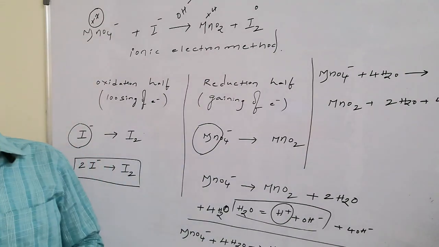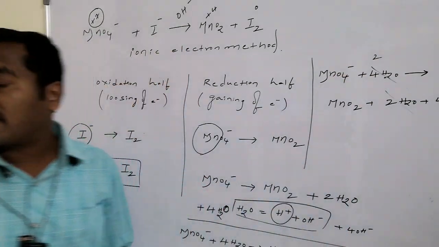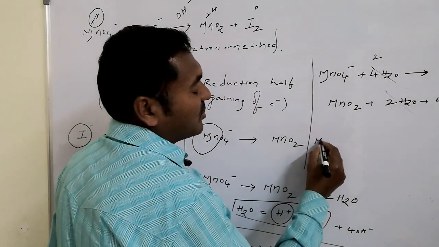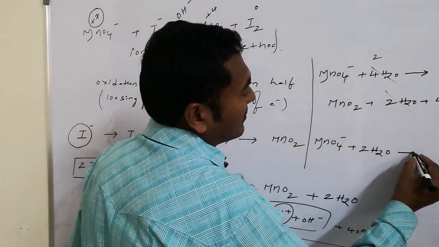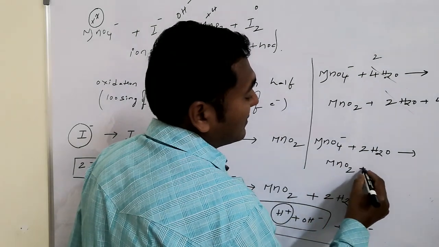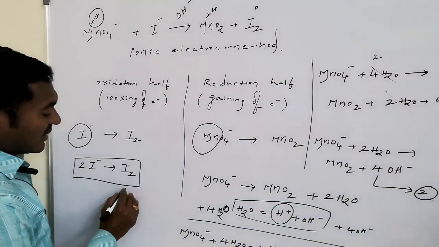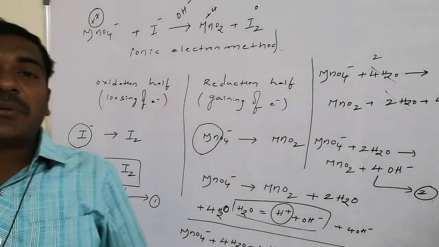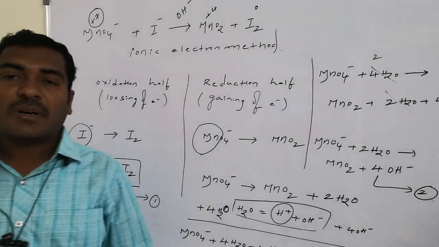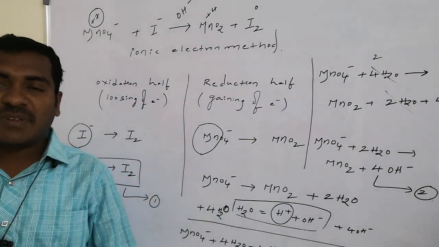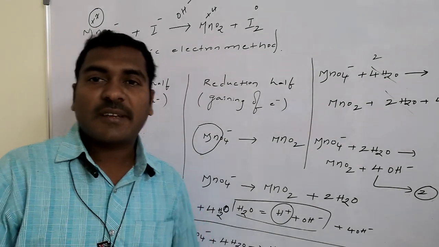Here the repetition of water molecules is present before and after the arrow mark. After eliminating this extra water, the net equation appears as MnO4 minus plus 2H2O is converted to MnO2 plus 4OH minus. I am calling it equation number 2, and the earlier one equation number 1. Due to not having enough space, we will write equation 1 and equation 2 on the board as a starting part, then extend this to the complete balanced equation.